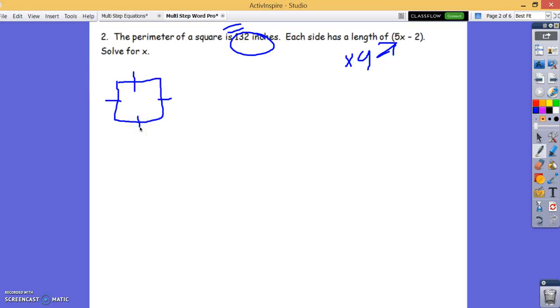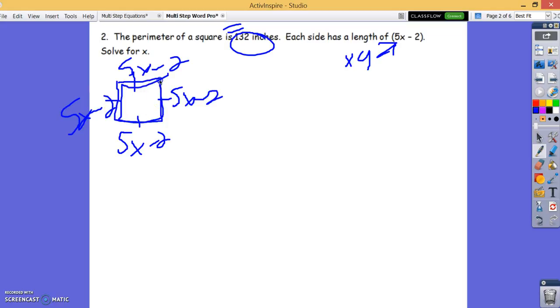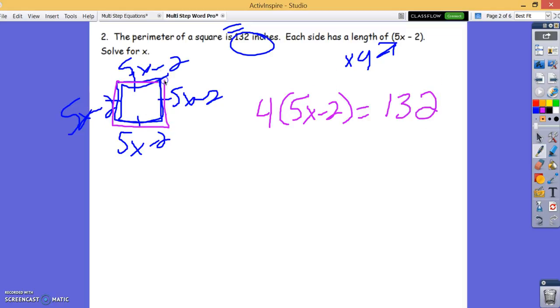I know that a square has 4 equal sides. If this side is 5x minus 2, then this side is 5x minus 2, and so is this side, and so is my last side. Now there's an easier way other than just adding all 4 of those sides. That would be a lot of computation. What I can do instead, if I want to, is say 4 times the quantity 5x minus 2 equals 132. Now, if you prefer to add that side and that side and that side and that side, that's fine. That works just as well.